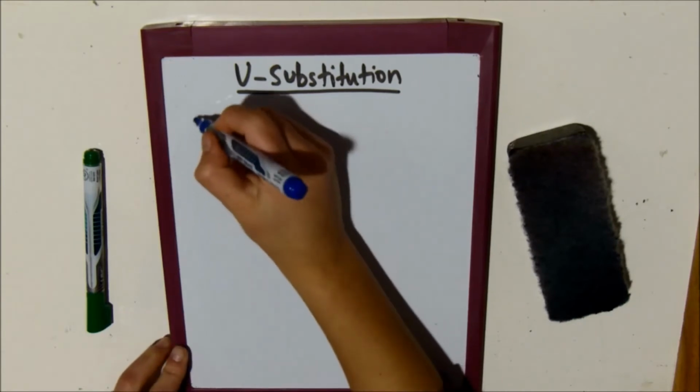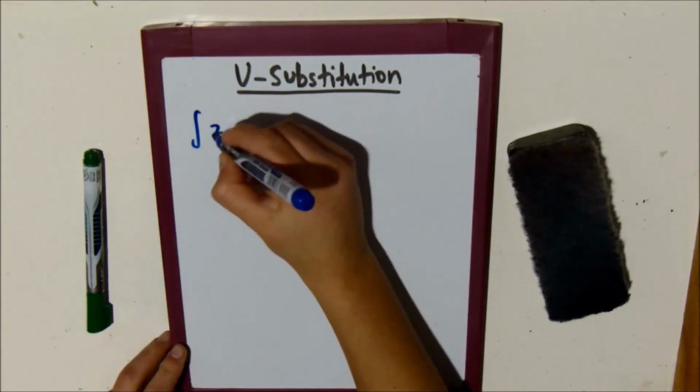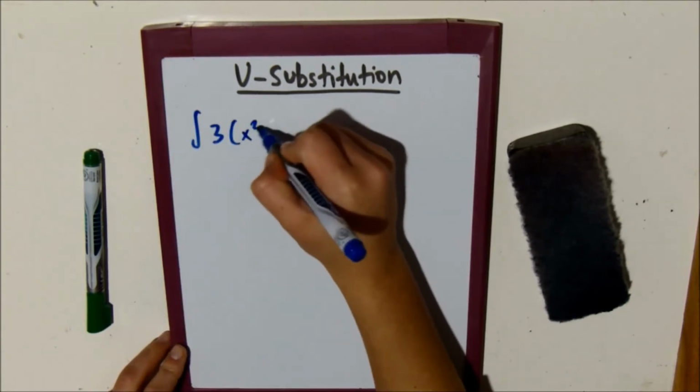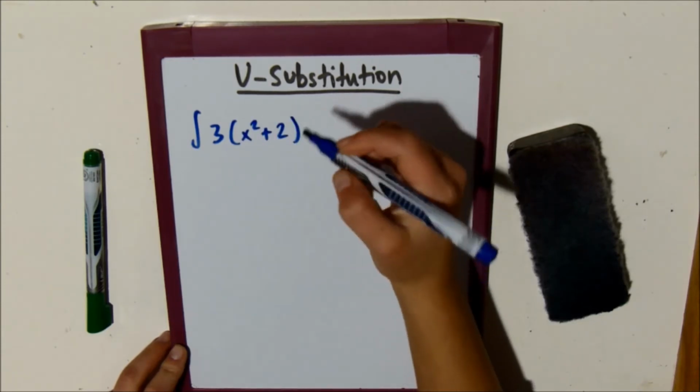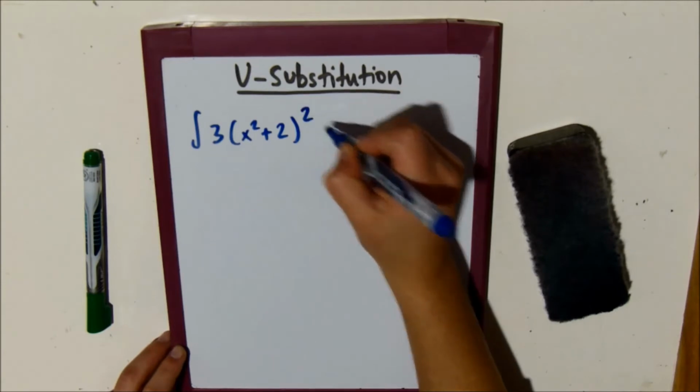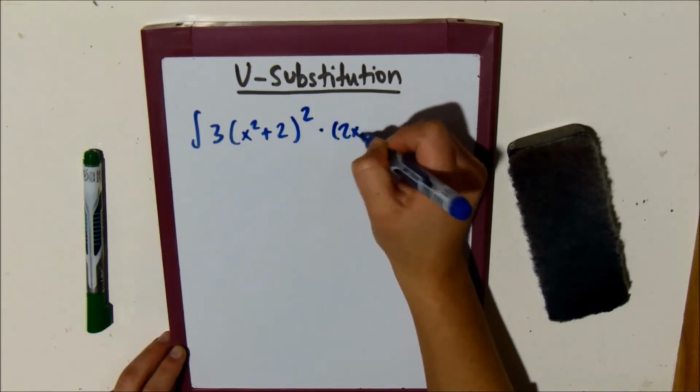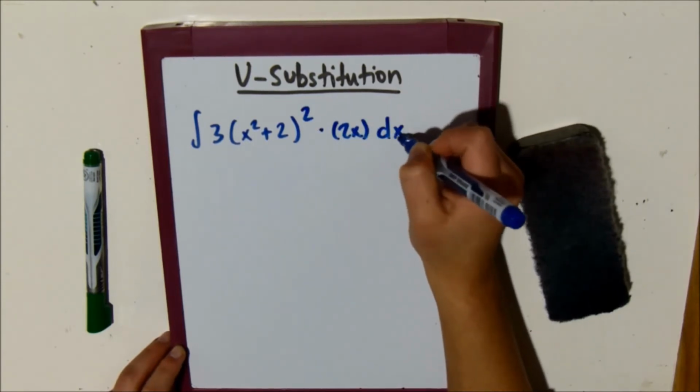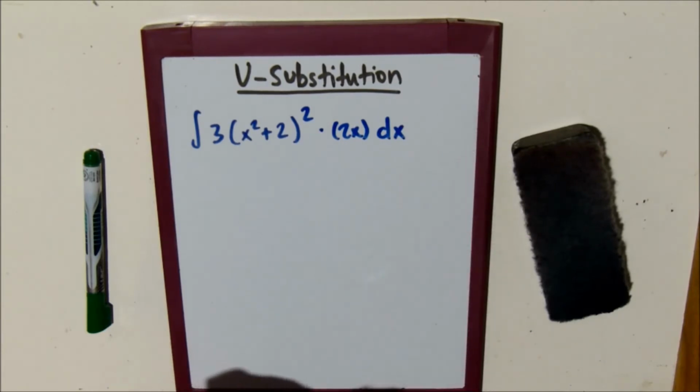Suppose we use our example. Let's say 3 times (x squared plus 2), was it? I don't remember. It doesn't really matter. And then all this is squared times 2x, and then times dx because you're integrating it.